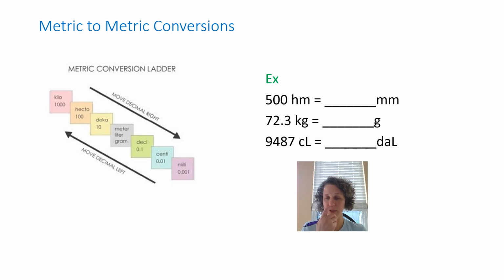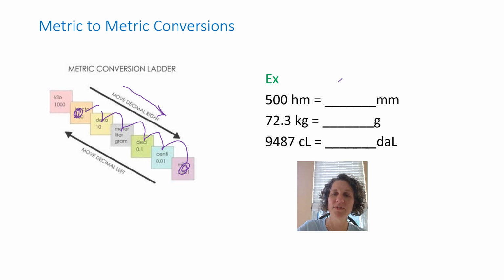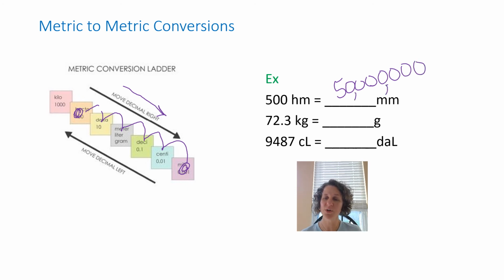So for example, that first problem I have up there, if I have 500 hectometers and I want to know how many millimeters that is, I am at this spot up here, and I am moving down to this spot. So I'm moving my decimal to the right because I'm going down. I'm going to move it 1, 2, 3, 4, 5 places. So I'm going to add 5 zeros onto the end of 500. I, of course, didn't leave myself a big enough blank. So I'm going to have 500, and then 1, 2, 3, 4, 5 more zeros. And so I will go from 500 to 50 million millimeters. So very easy, very straightforward.